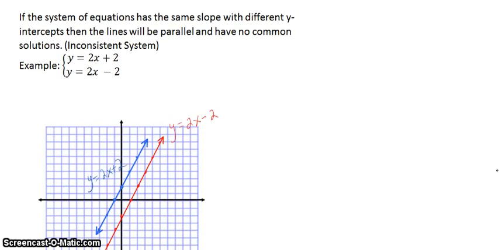If the system of equations has the same slope with different y-intercepts, then the lines will be parallel and have no common solution. That's an inconsistent system. You'll have no solution. See here, same slope and different y-intercepts. So it's easiest to tell what the system will be if you solve for y and get that in slope-intercept form.